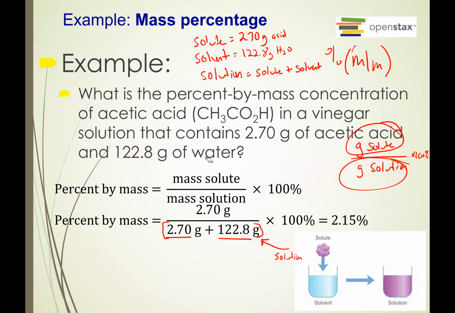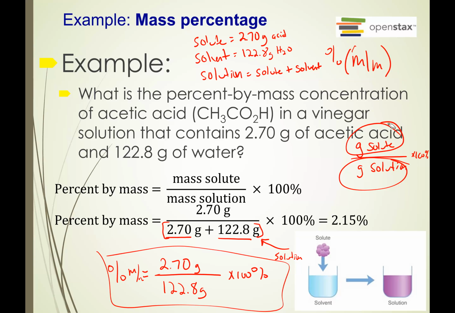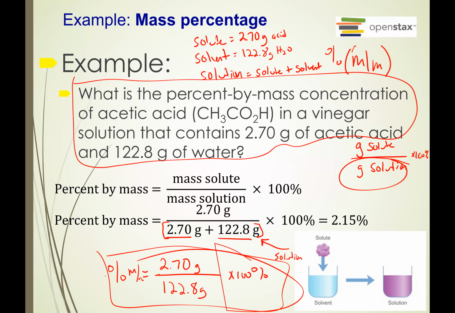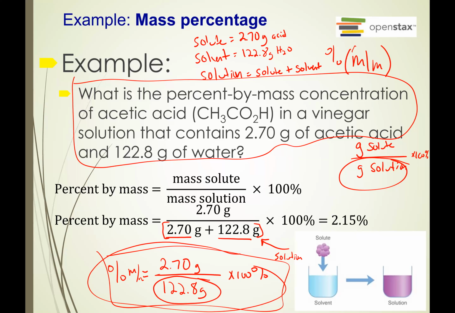Now, what if I had this over 122.8 grams times 100? Okay, so let's say this is my percent mass. This is the problem. What word in here would change for this to be correct? For this whole thing to be correct. So there's only one word that would need to change for this to be correct. So this 122.8, if it's on the bottom, is it the solute or is it the solution?